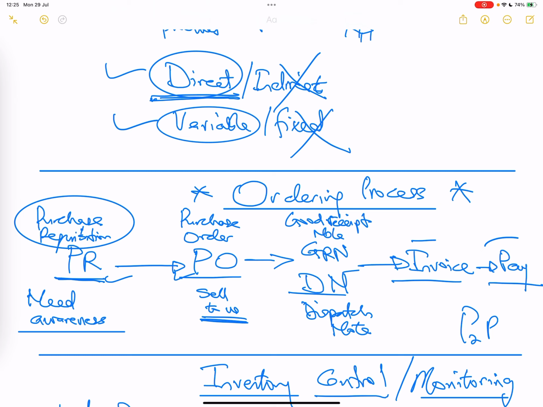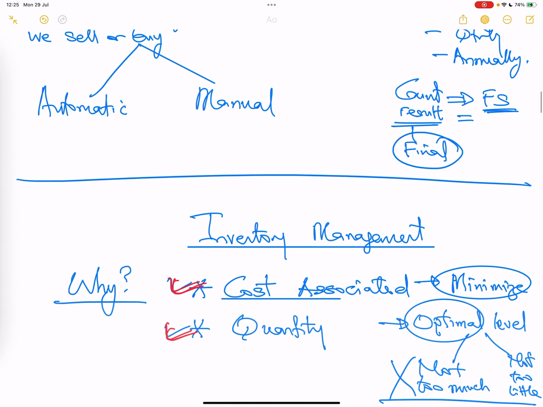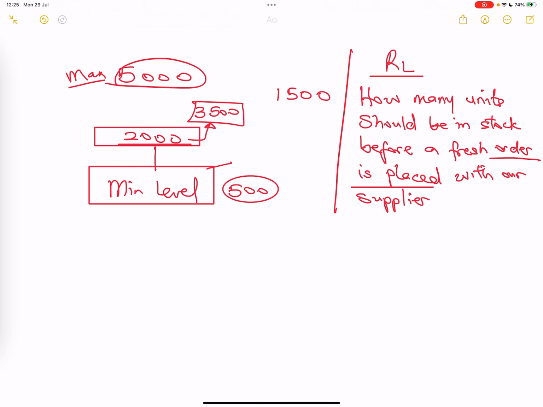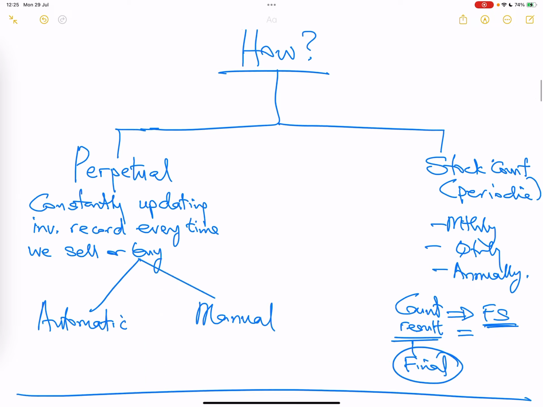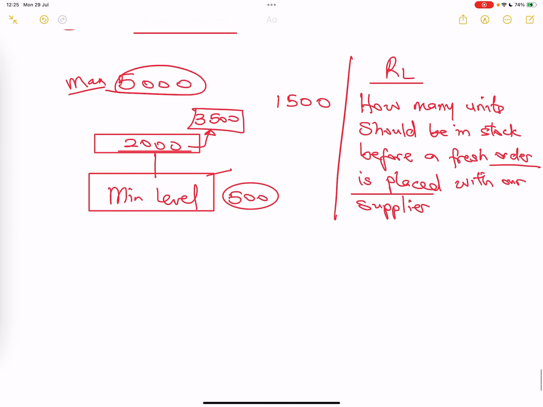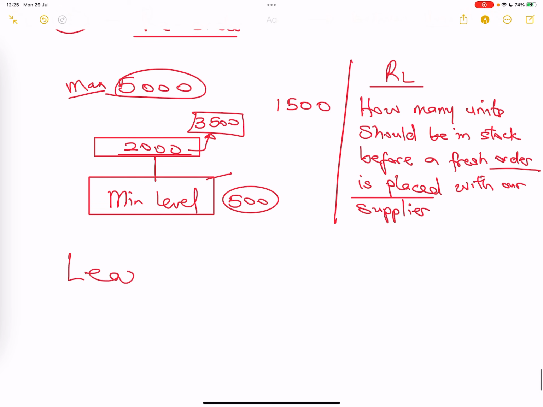We place the order here with our purchase order. But before we receive the order, it's going to take some time. There are two different times. So it takes time from when we place the order to when we receive the order. And that is what is called the lead time. It's a concept you need to know.